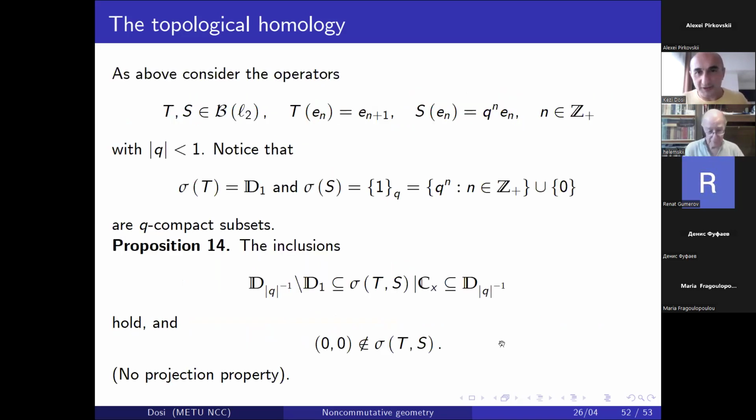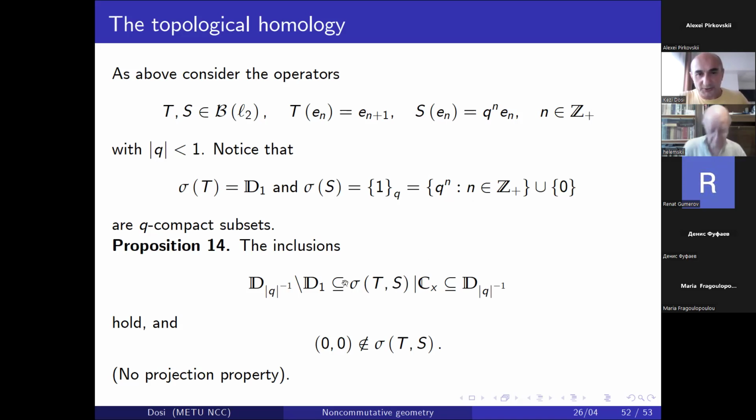Yeah, but we have a full of surprise. The spectrum is not so good. For example, the projection property fails here. Look what's happening. Again, let's take our standard example: the shift operator and the diagonal compact operator. We know their spectra. The spectrum of T is the closed disk. This is our q-hole.